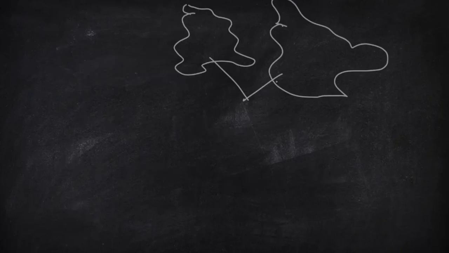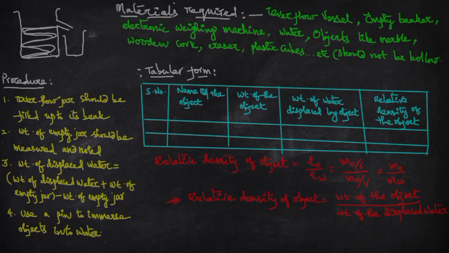If two substances are given and they don't have a known volume, in this case we have to find out the relative density, the comparison of the density of the object with the density of water. This is the experiment to find out the relative density of materials, and these are the materials required.